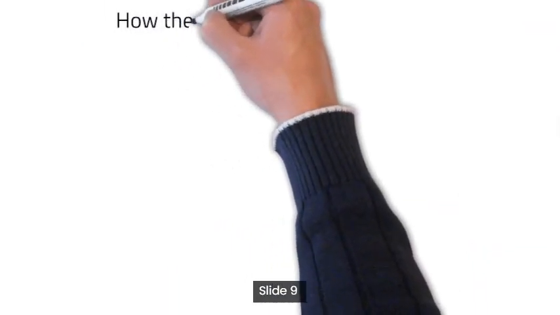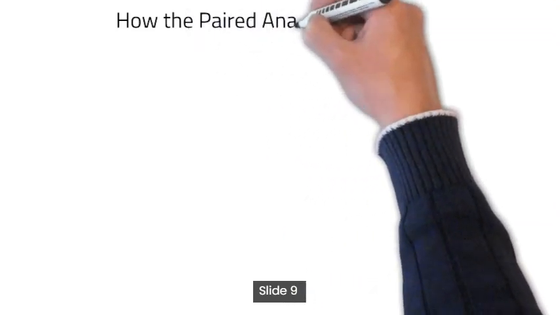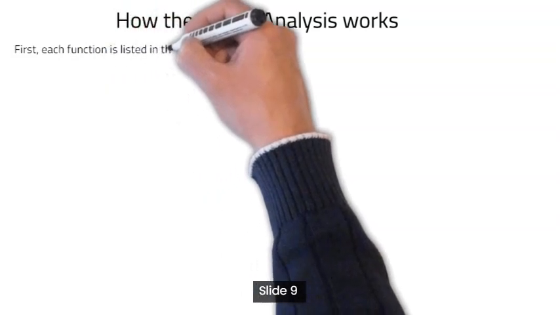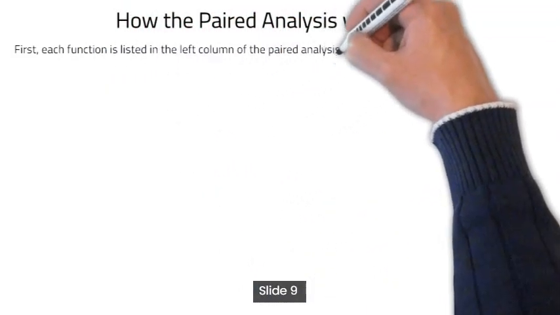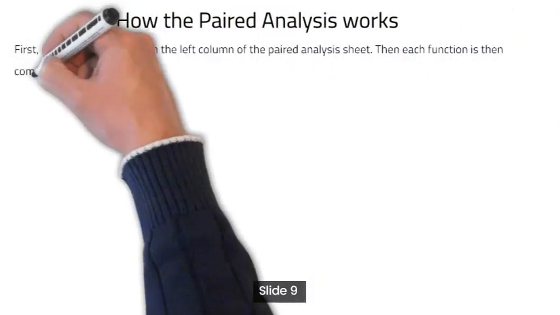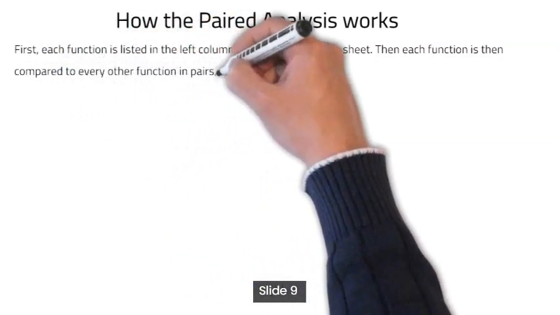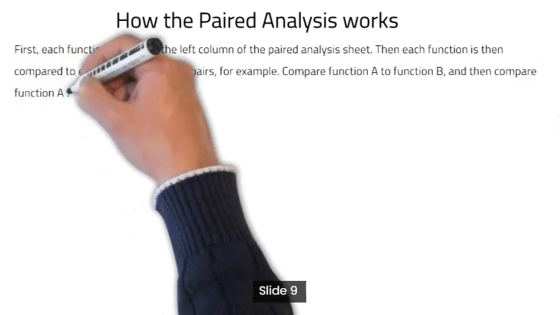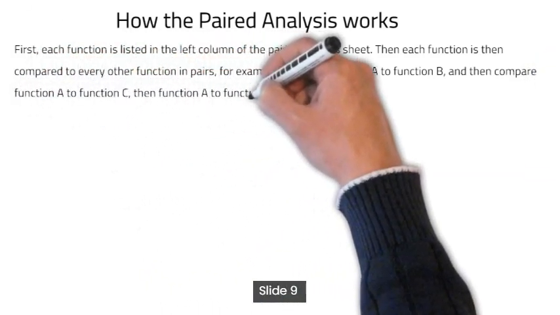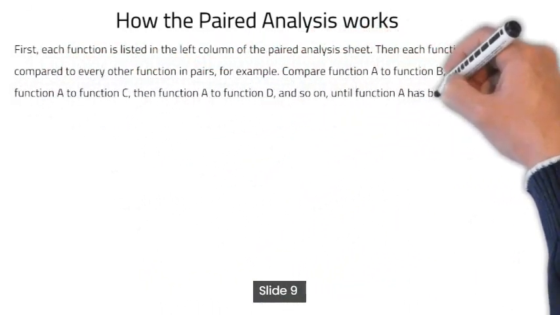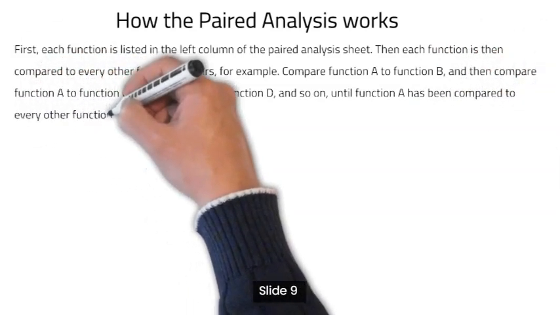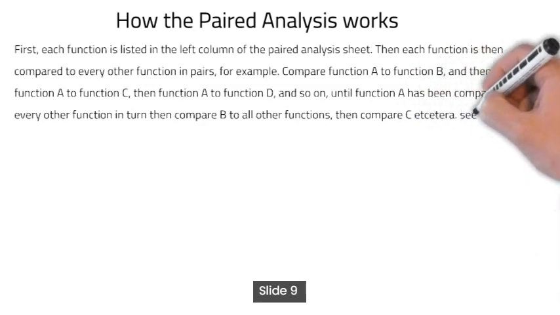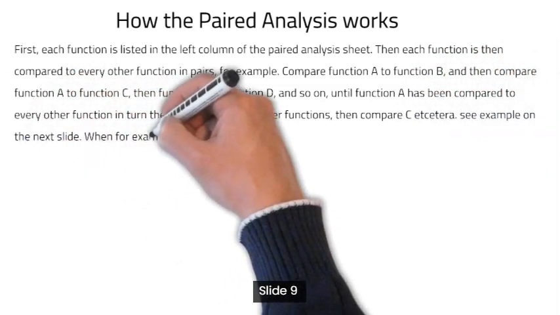How the paired analysis works. First, each function is listed in the left column of the paired analysis sheet. Then each function is compared to every other function in pairs. For example, compare function A to function B, and then compare function A to function C, then function A to function D, and so on, until function A has been compared to every other function in turn, then compare B to all other functions, then compare C, etc. See example on the next slide.